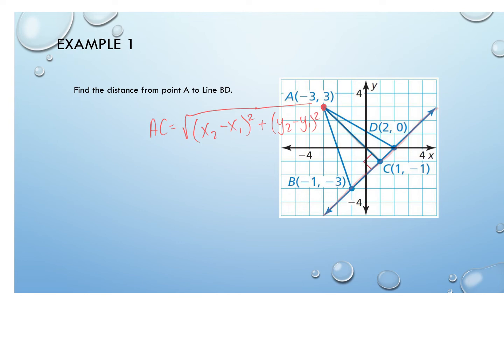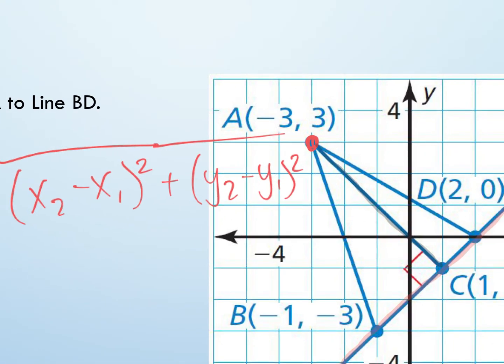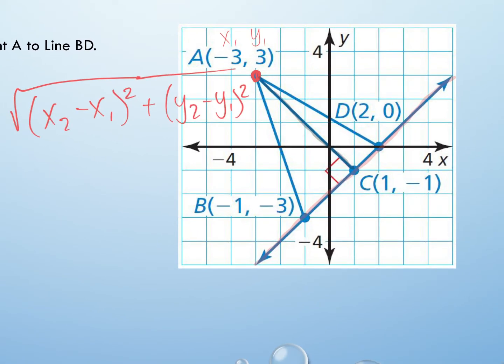Now, does it matter what I label my points, X1 or Y1? No, but you have to label one X1, Y1 and the other one X2, Y2. I always do A because it's lower in the alphabet. This is going to be my X1 and my Y1. C is later on in the alphabet. That's going to be my X2 and my Y2. Okay, that's just how I do it. You can do it the same way. You'll get the same answer if you reverse them though, okay? Just so we're all clear.